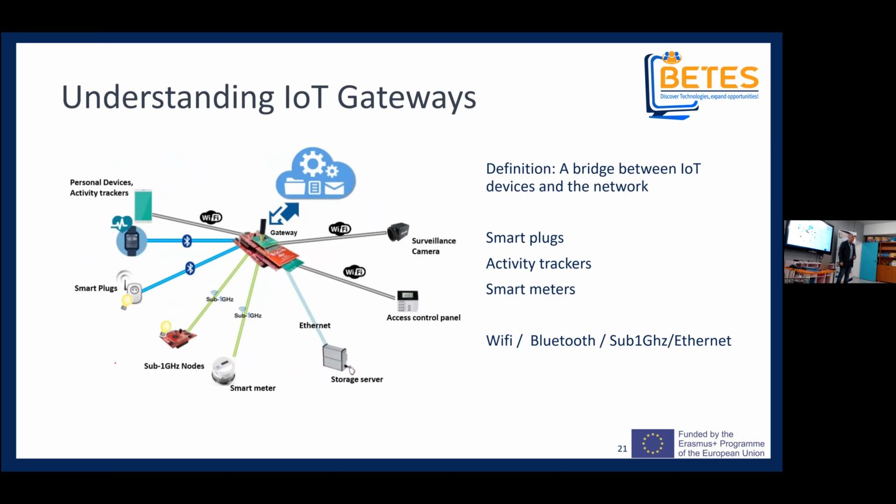All Internet of Things sensors require a gateway. And so we have here Wi-Fi and it connects to the gateway. We have Bluetooth, it connects to the gateway. We have sub-gigahertz sensors, they connect to the gateway. We have Ethernet, it connects to the gateway. So the gateway is the means of connecting our sensors to the internet.